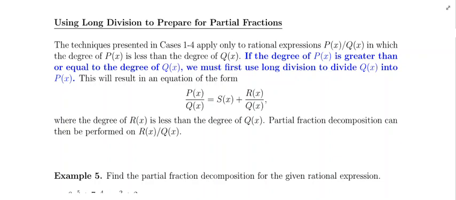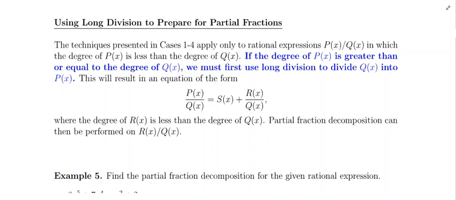This will result in an equation of the form p of x over q of x, which is the original fraction. It is going to equal some function s of x that is not a fraction plus r of x over the original denominator q of x, where the degree of this new r of x is less than the degree of q of x. Partial fraction decomposition can then be performed on the r of x over q of x.